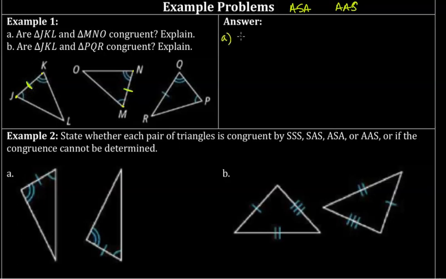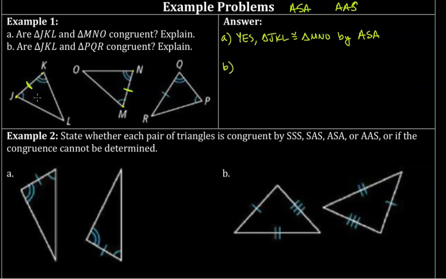So for A, I'm going to be able to say, yes, triangle JKL is congruent to triangle MNO. And let's make sure those names are in the right order. JKL goes 1 mark, 2 marks, and then no marks for the angles. MNO does the same thing. 1 mark, 2 marks, and then no marks. Okay, so those letters are in the right order for that congruent statement. And we're going to say they're congruent by ASA.